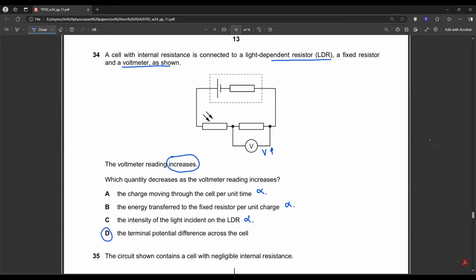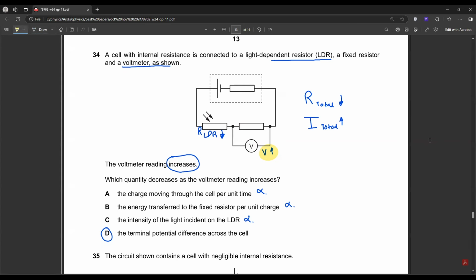Why? Because if you analyze, how can the voltage across the voltmeter increase? The voltage across the voltmeter can increase if the LDR resistance decreases. If the resistance of the LDR decreases, what will happen? The resistance of the total circuit will decrease. As the resistance of the total circuit decreases, the current in the total circuit increases.